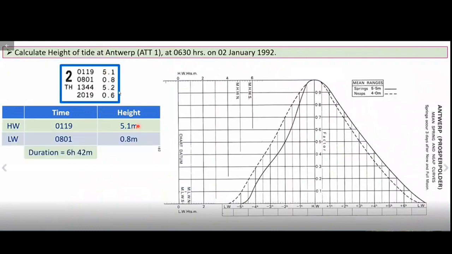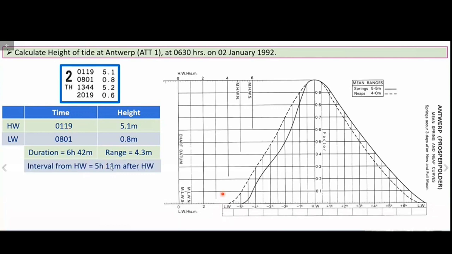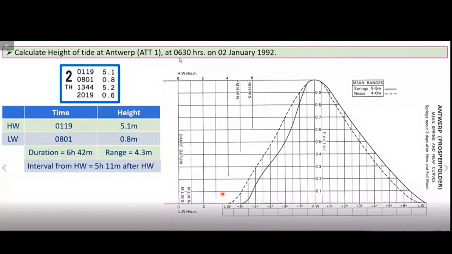And using these heights, we calculated the duration of tide, that came to 6 hours 42 minutes, and the range of tides, that is 4.3 meters, high water minus low water. Then for the time which is required, that is 0630 hours, we calculated the interval. Interval came to 5 hours 11 minutes after high water.